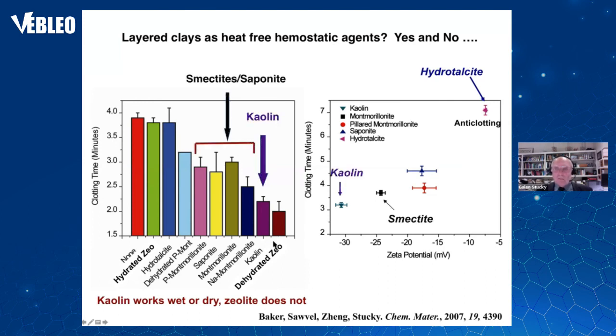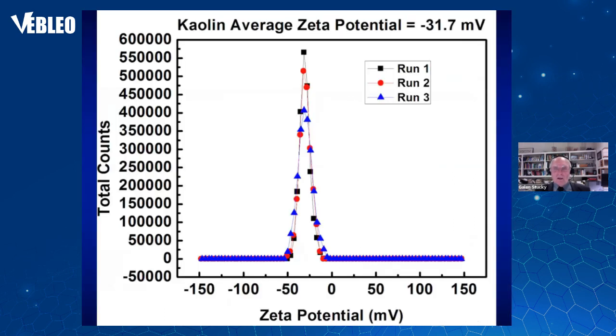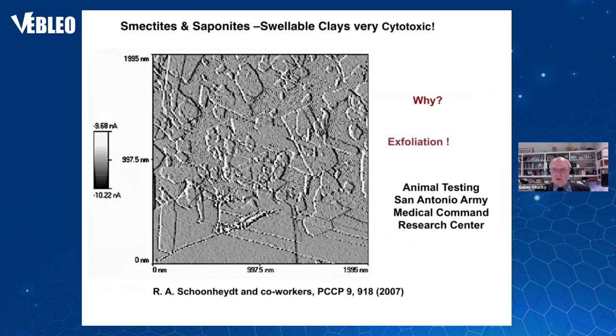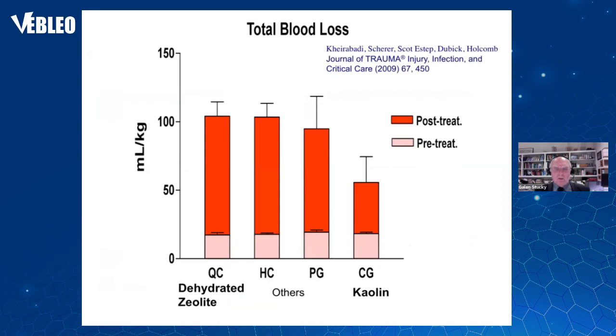And so the smectites and saponites turned out to be cytotoxic in a big way. This is just the zeta potential for kaolin, showing it at minus 31.7. But the smectites and saponites are swellable. The reason that they were toxic was exfoliation. There was some animal testing on primates at the San Antonio Army Medical Command Research Center that proved that, and so they were thrown out the window. They were not good. They didn't work.